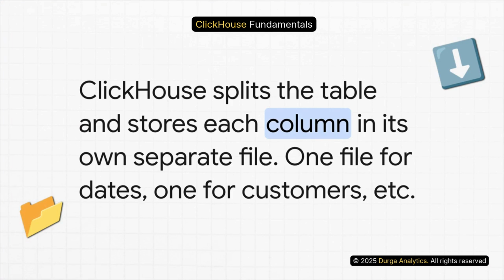Instead of storing data in rows, ClickHouse literally flips the table on its side. It physically stores each column in its own separate file. So you'll have one file that contains nothing but dates, another file with nothing but customer names, a third with products, and a fourth with prices. It's a totally different way of organizing the data on disk.